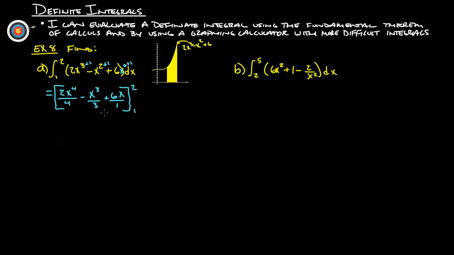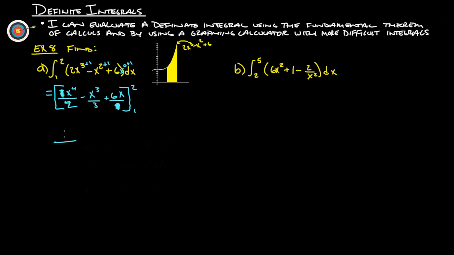So what we're going to do now is plug in 2 for our x's here first, and then we're going to subtract, putting the 1 in for all the x's and subtracting those two numbers, and that will give us the area under this curve. So that's going to be 2 times 2 to the 4th over 4. Probably could have simplified this, right? Because this is just 1/2. We'll leave that, get rid of the 4 there, so let's change that.